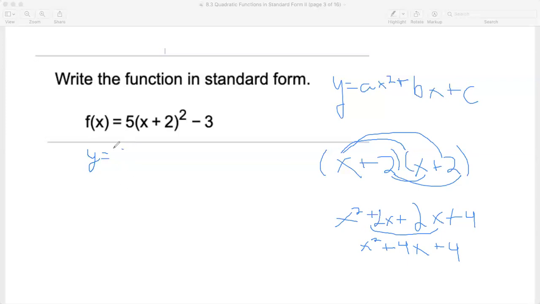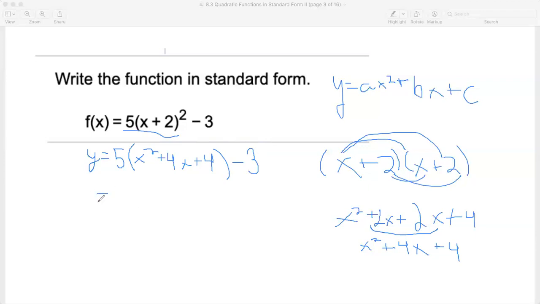So to rewrite it over here, it'd go 5 on the outside, parenthesis, I'm going to rewrite all this over here. So x squared plus 4x plus 4, close your parentheses. Okay, so I've rewritten all this so far, and then just subtract 3.